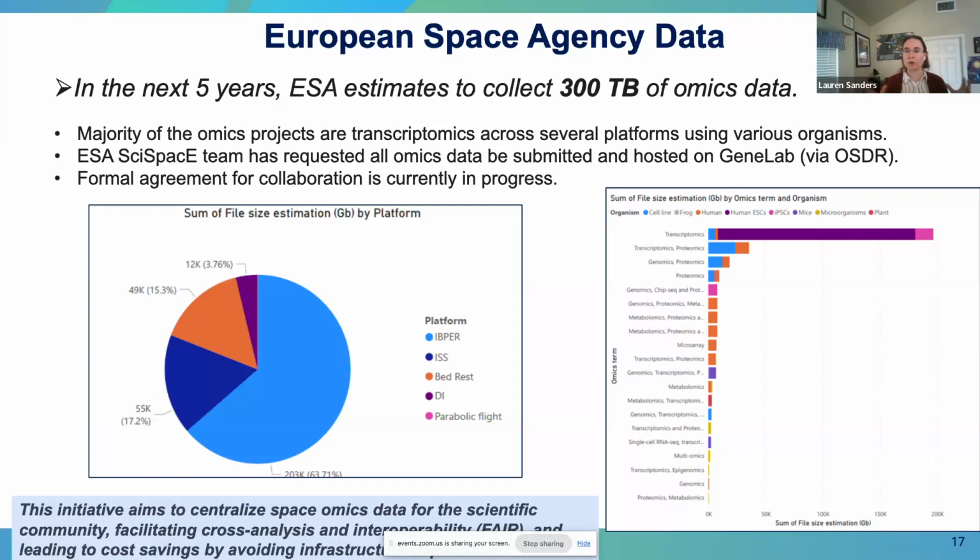So just one Open Science Data Repository, having all the data in one place, will facilitate cross-analysis. I'll show in a minute our multi-study visualization platform where you can pull in different data sets, and it also avoids infrastructure duplication, so having all the data in one place rather than having multiple databases.